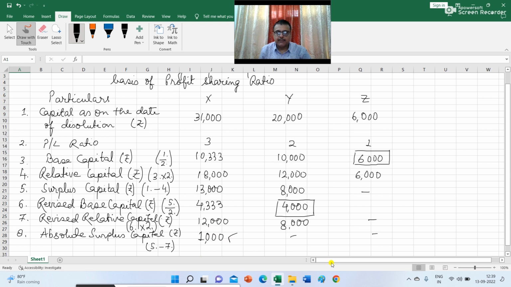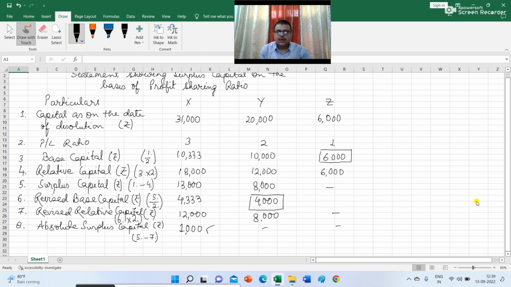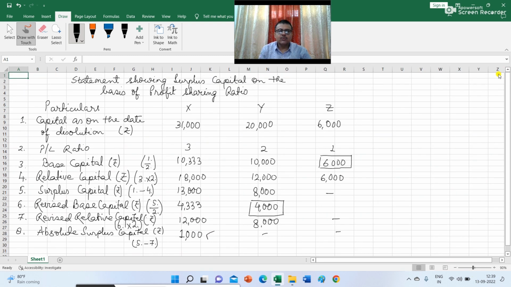What does it mean? So when the amount will be realized by selling of the assets, after paying off the creditors and the bills payable, first partner X will be paid rupees 1,000. So whatever amount will be left, then it will be distributed to partner X and Y in 3:2 up to 20,000.